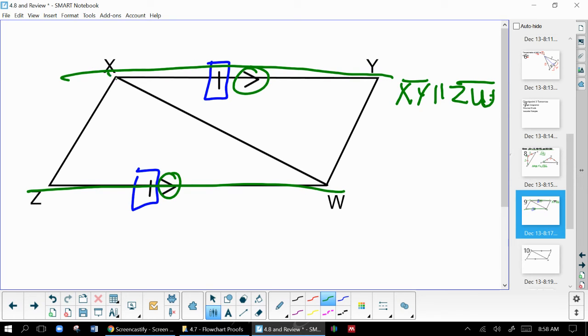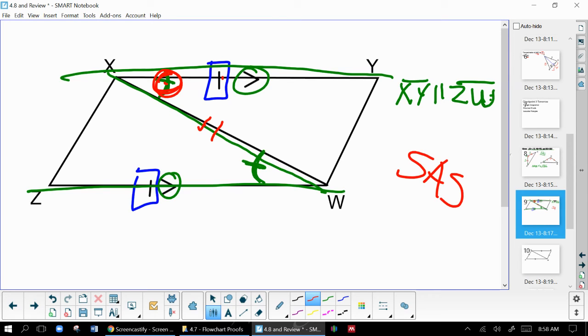Now, if you remember back from closer to the beginning of the year, we talked about parallel lines, and we know that the alternate interior angles are congruent if we have parallel lines. So that's why that information is being given to you. We also have the side in the middle. So in this case, we've got SAS. The angle there is between the two sides, so it's SAS.